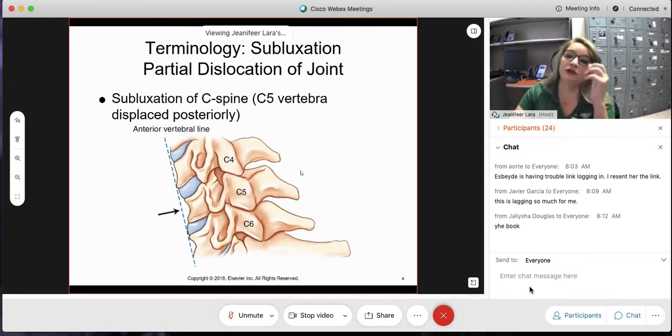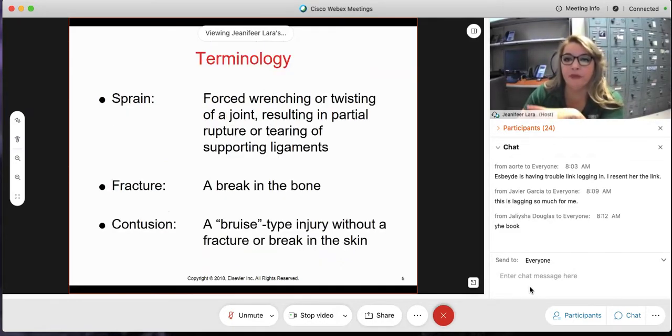So we understand the two differences between dislocation and subluxation. One is a partial dislocation. The other one is a full dislocation. Right? Here's more terminology. We have the sprain, fracture, and contusion.